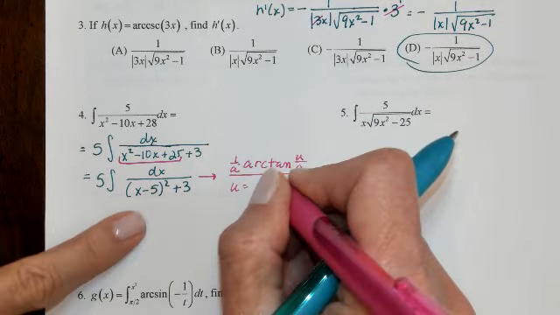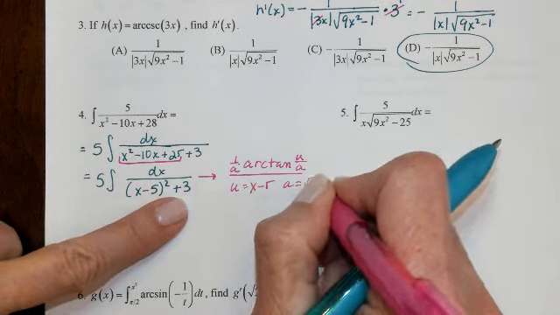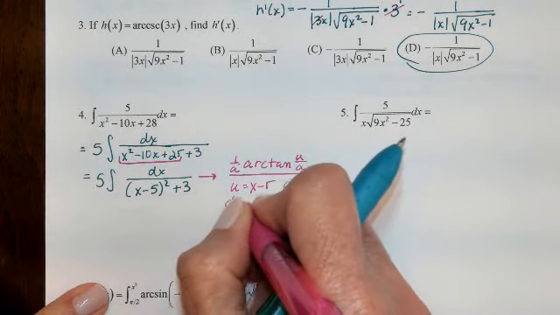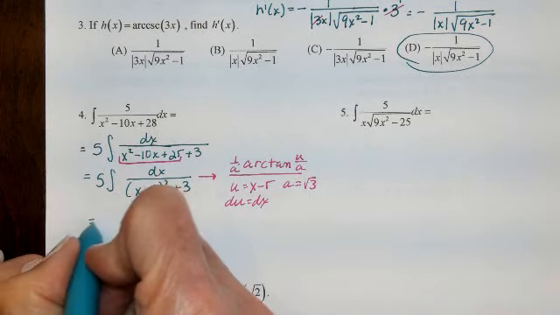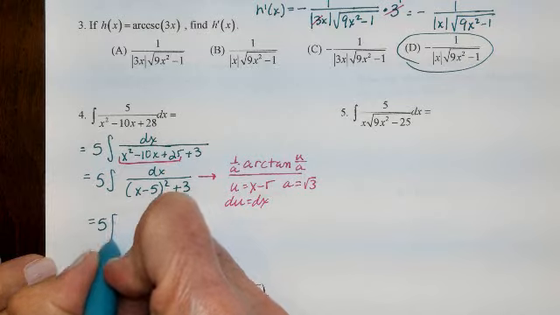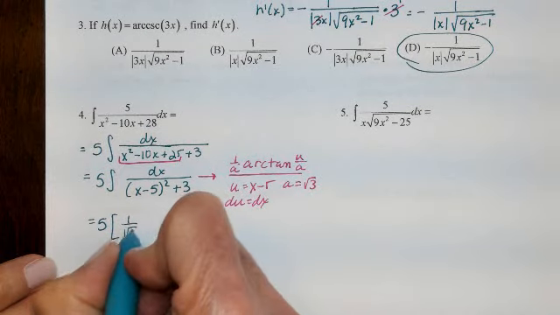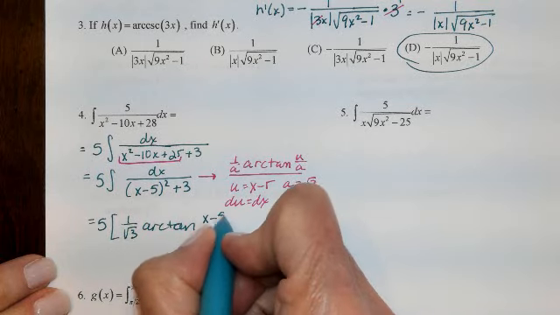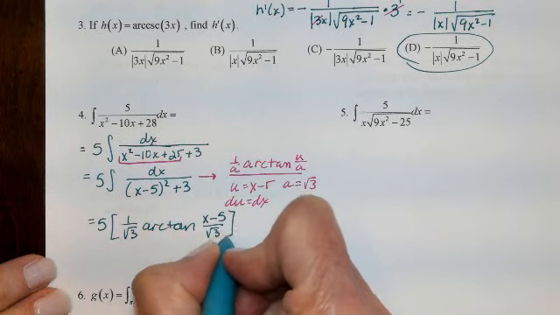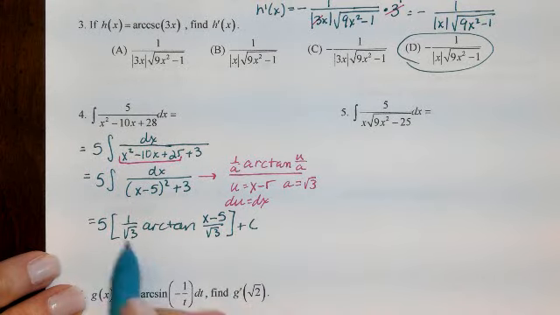U here is the x minus 5. A here is the square root of 3. Du is just dx, so we don't have to multiply by anything else. So we have 5 times, and now we go to the arctan form. 1 over square root of 3, arctan, x minus 5 over square root of 3, plus c. As a multiple choice answer, they would just move the 5 to that numerator.